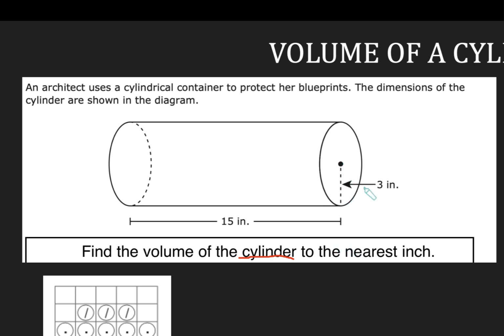Now right here, the 3 represents your radius. Notice it's starting from right here in the center of the circle and it's extending to the outskirts of the circle. The 15 right here represents your height because it looks like your cylinder is laying on its side.